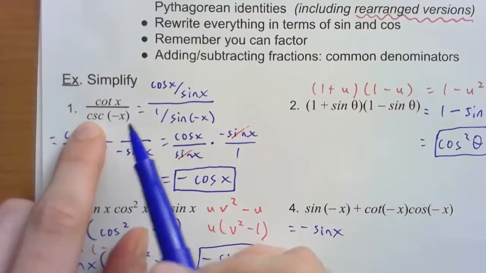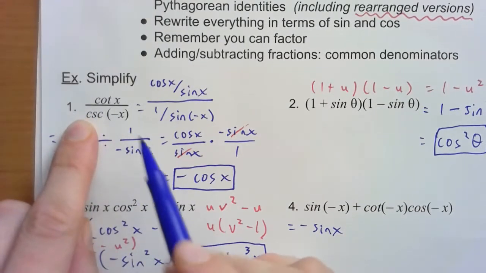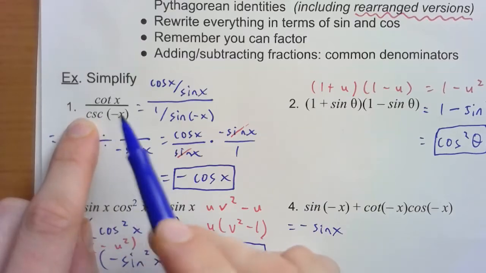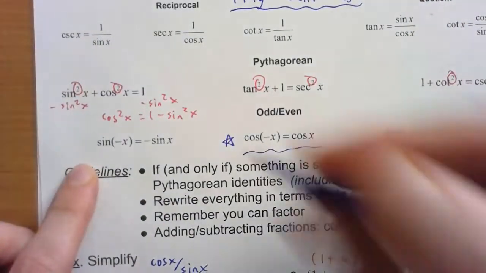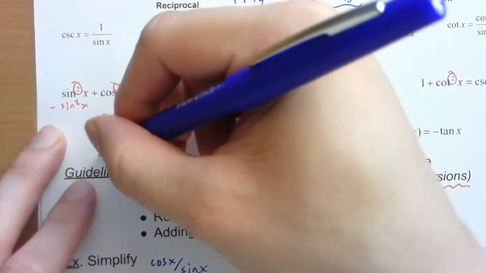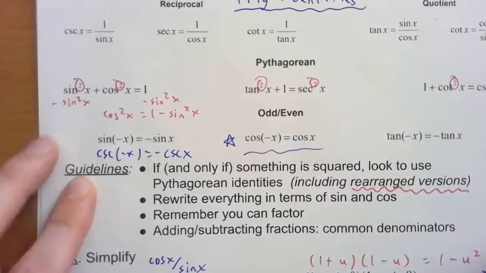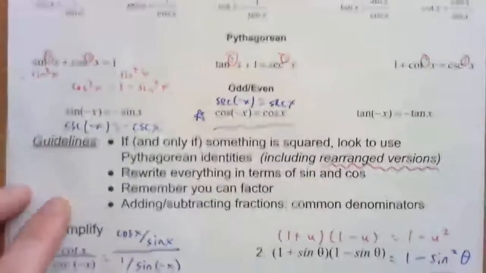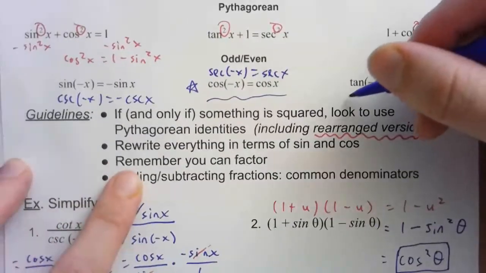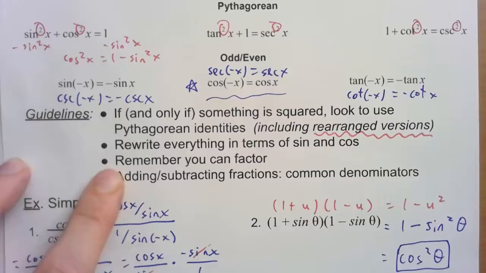Like we saw here with cosecant of negative x, we ended up having this 1 over negative sine x. That would have been negative cosecant x, right? So cosecant of negative x is negative cosecant x. I mean, you can see pretty quickly if you look at these reciprocal identities here, these will work for the reciprocal. So if sine of negative x is negative sine x, that means that cosecant of negative x is negative cosecant x. Over here, we can say secant of negative x is secant x. And then over here, we can say cotangent of negative x is negative cotangent x.